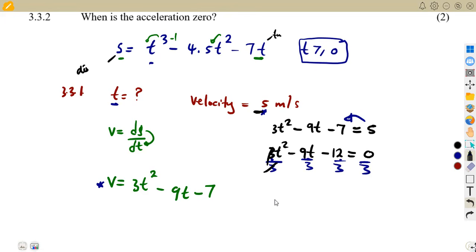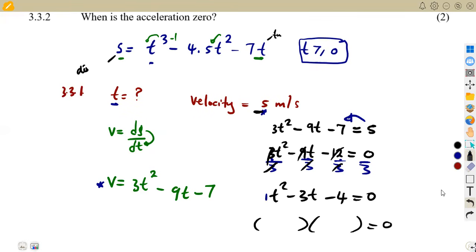In this case, that's going to be t squared minus 3t, and 3 into this, which is going to be negative 4, is equal to 0. So we can solve this equation by factorization. You can use your quadratic formula, guys, whatever you are good at.